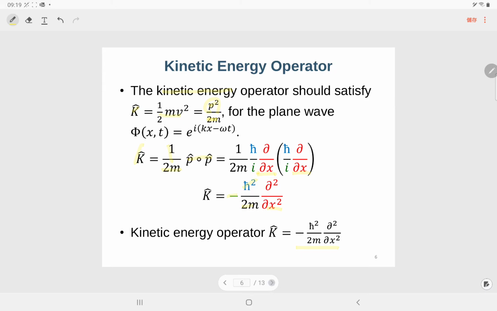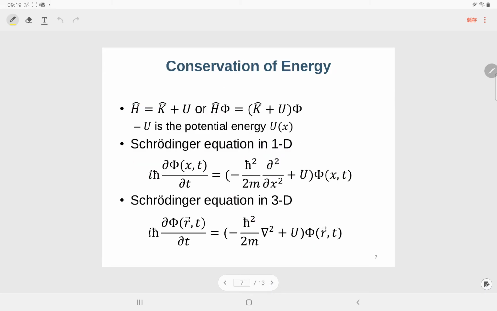So we have the kinetic energy. We have the total energy. So we can also assume it satisfies the conservation of energy, 能量守恒. So in this case, we should have H hat equal to the kinetic energy plus the potential energy. H hat is the total energy, K hat is the kinetic energy, and U is the potential energy. So this satisfies the conservation of energy.